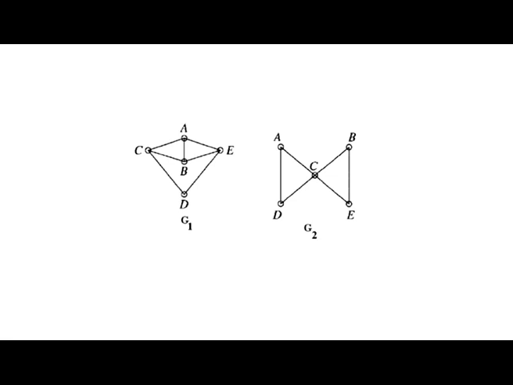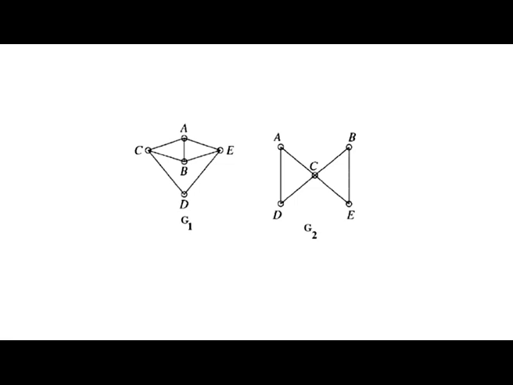Suppose that G2 has a cycle H which contains every vertex. Then H will contain A, which is a vertex of degree 2. Since we cannot enter and leave A on the same edge, since edges of a cycle are distinct, it follows that both edges incident with A have to be part of H. In particular, CA is in H.